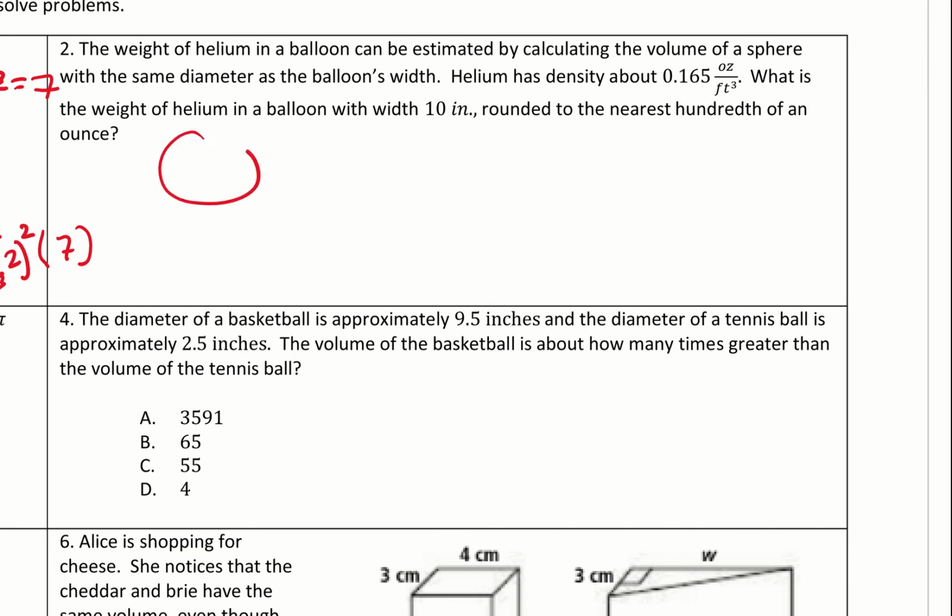So the balloon has a width of 10, which means that the diameter is equal to 10 inches, which means that the radius is 5 inches, right? So we're going to be using that to help us out. Also, we want to make sure that we convert it to feet because this is in feet cubed. So let's convert radius of 5 to feet.